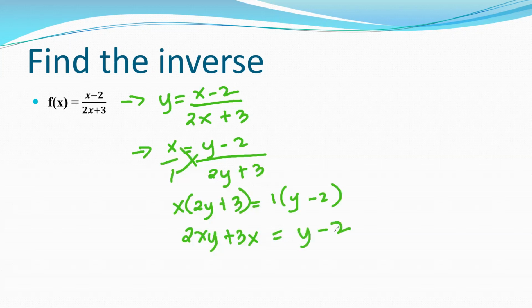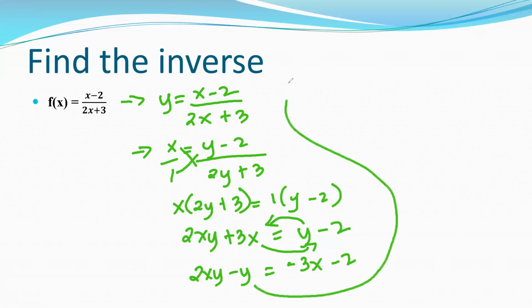And then we need to transpose y on the left hand side of the equation and transpose 3x on the right hand side of the equation. So 2xy minus y is equal to negative 3x minus 2. And then we need to factor the left hand side of the equation. The common factor of 2xy and y is y.